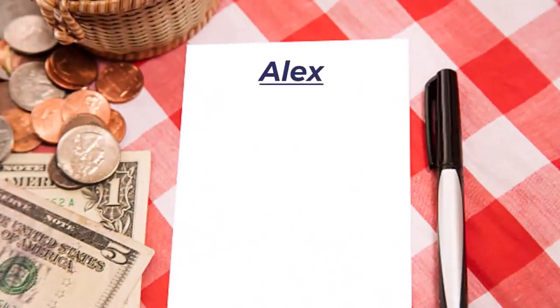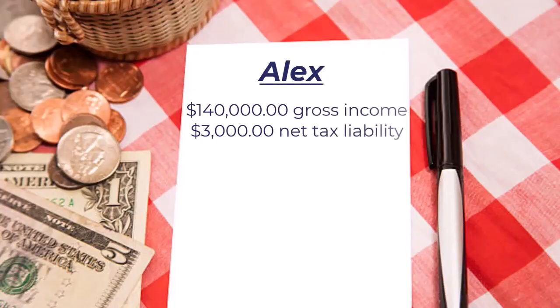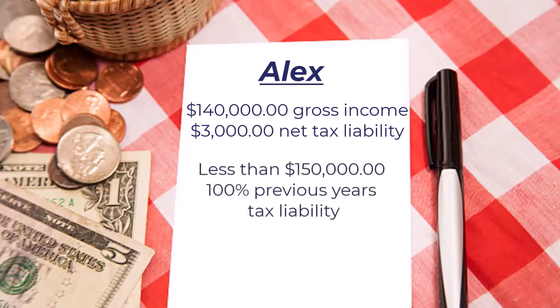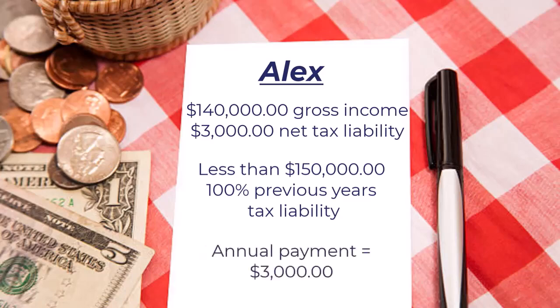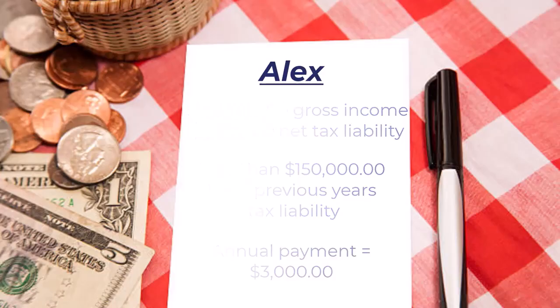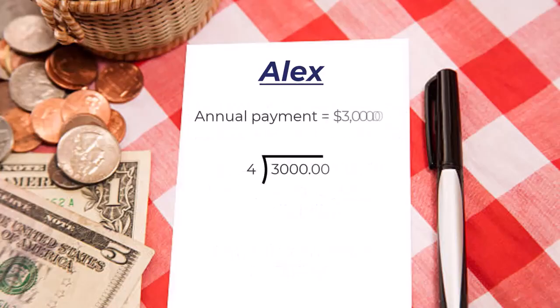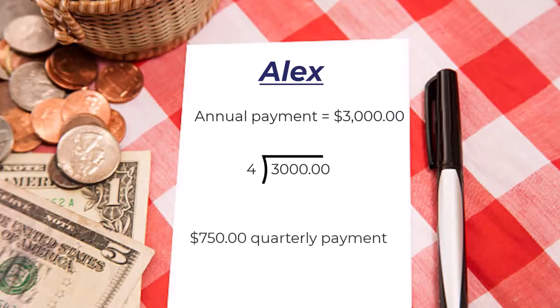For example, last year, Alex had adjusted gross income of $140,000 and a net tax liability of $3,000. Since Alex has adjusted gross income of less than $150,000, the estimated payments will be based on 100% of the previous year's tax liability. Alex's required annual payment is $3,000 for the current year. Alex has already determined the required annual payment and will divide $3,000 by 4 to determine the minimum payment required for each quarter.